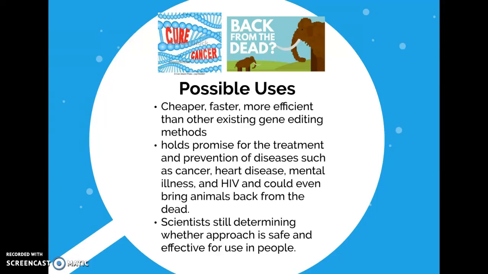The CRISPR-Cas9 system is faster, cheaper, more accurate, and more efficient than other existing genome editing methods, and holds promise for the treatment and prevention of complex diseases such as cancer, heart disease, mental illness, and HIV infection. Scientists are still working to determine whether the approach is safe and effective for use in people. Currently, most research on genome editing is done to understand diseases using cells and animal models.